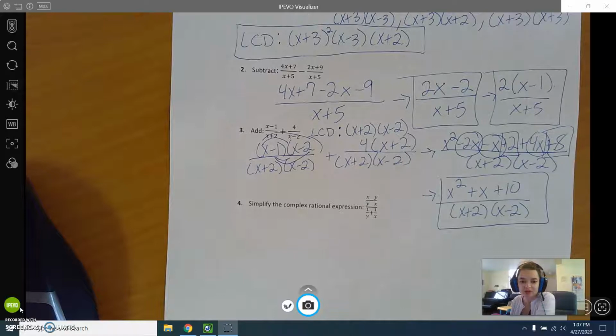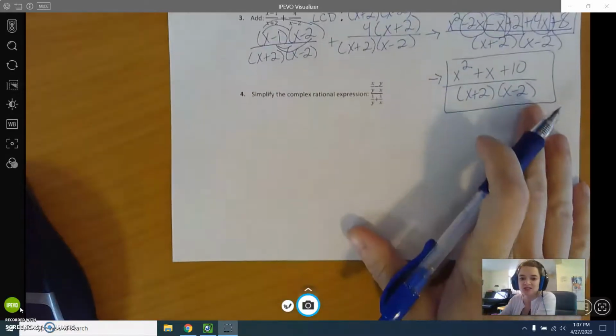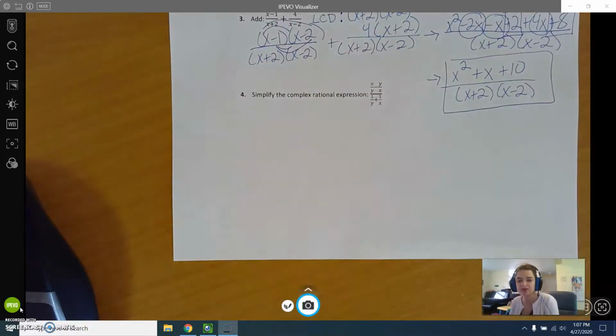Last one I have for you is simplifying the complex rational expression. And these things look terrifying, and I promise they are not as bad as they look, especially if you break them into parts. Okay? So with this, technically you need to follow order of operations.